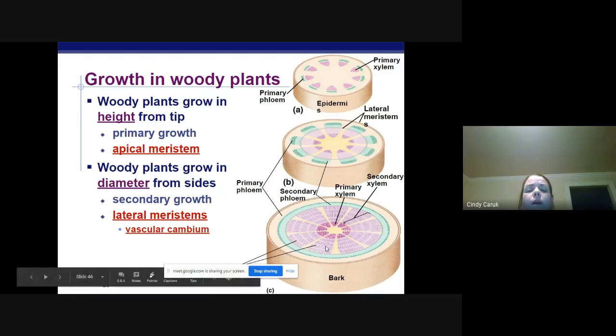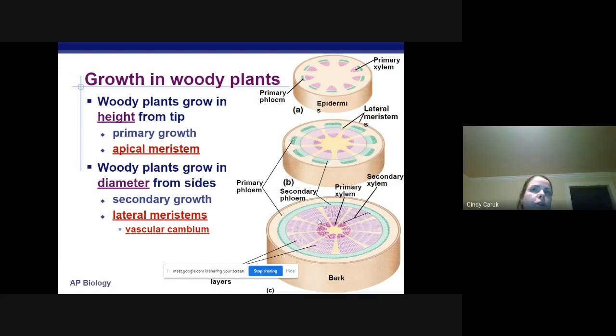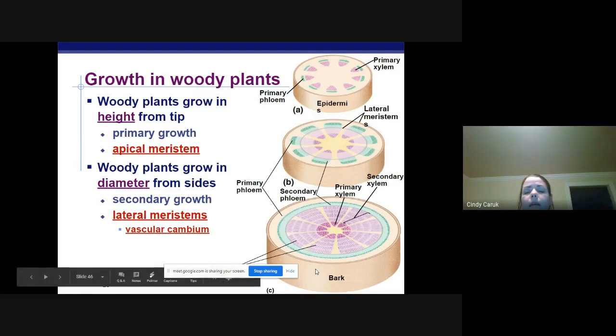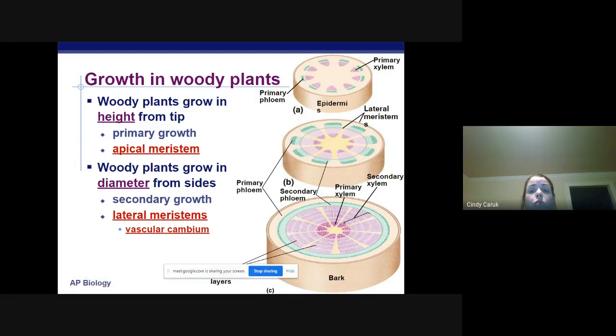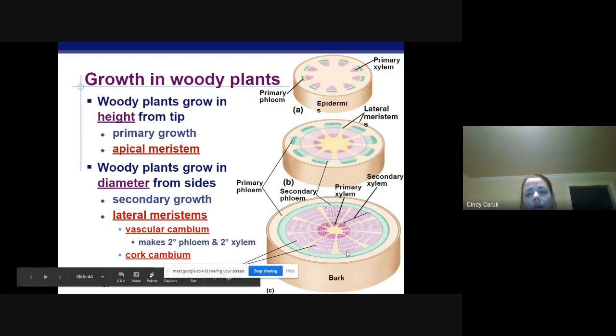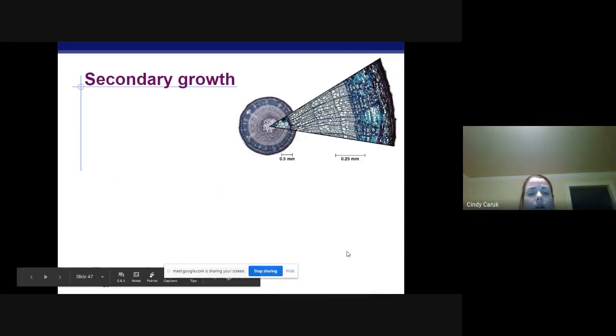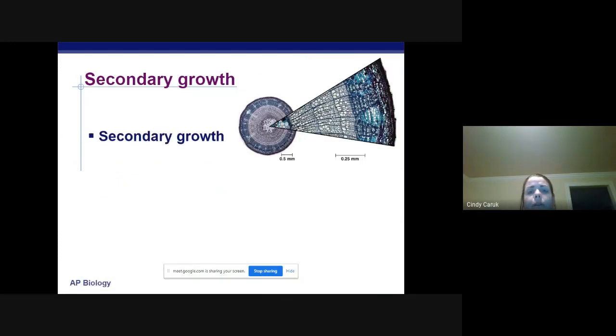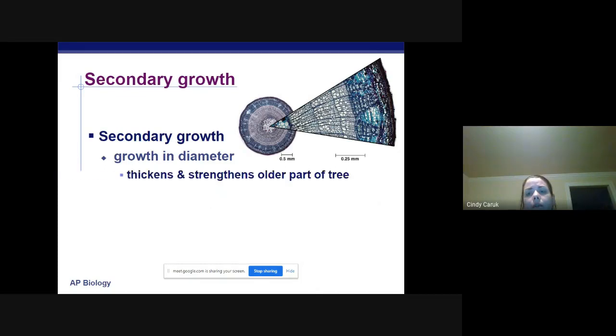This is why a carpenter ant can eat the whole inside of your tree and the tree will be fine. Or if you look at the pictures or been out and seen the redwoods, they can put a tunnel through them and the tree will be fine. Okay, but if you removed all the bark, if you girdled the tree, it would kill it. Right? So the vascular cambium makes your secondary phloem and secondary xylem. And then you also have cork cambium that is going to make cork. So our secondary growth is the diameter growth.